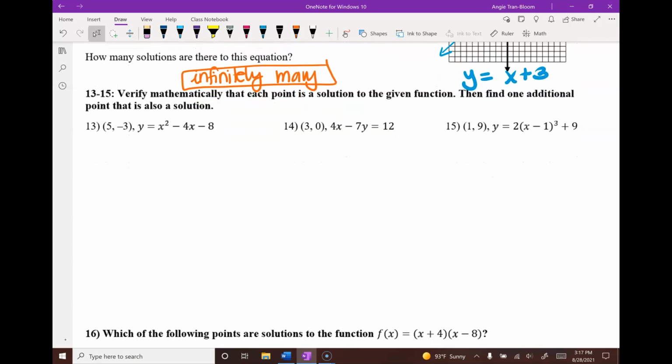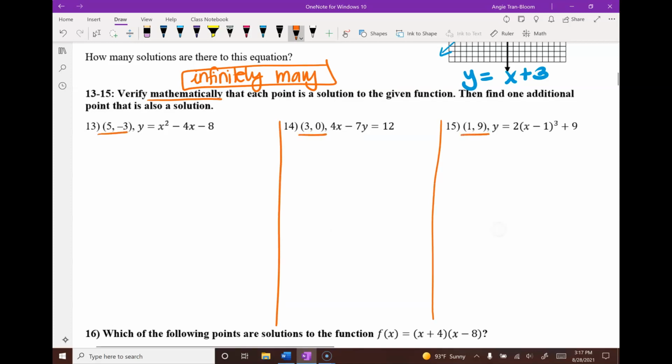Numbers 13 to 15. Verify mathematically that each point is a solution to the given function. Then find one additional point that is a solution. So what we are asking you to do is make sure that we know that this point and this point belong to those equations. And then not only do you have to say yes or no, you have to come up with another one on your own, okay?